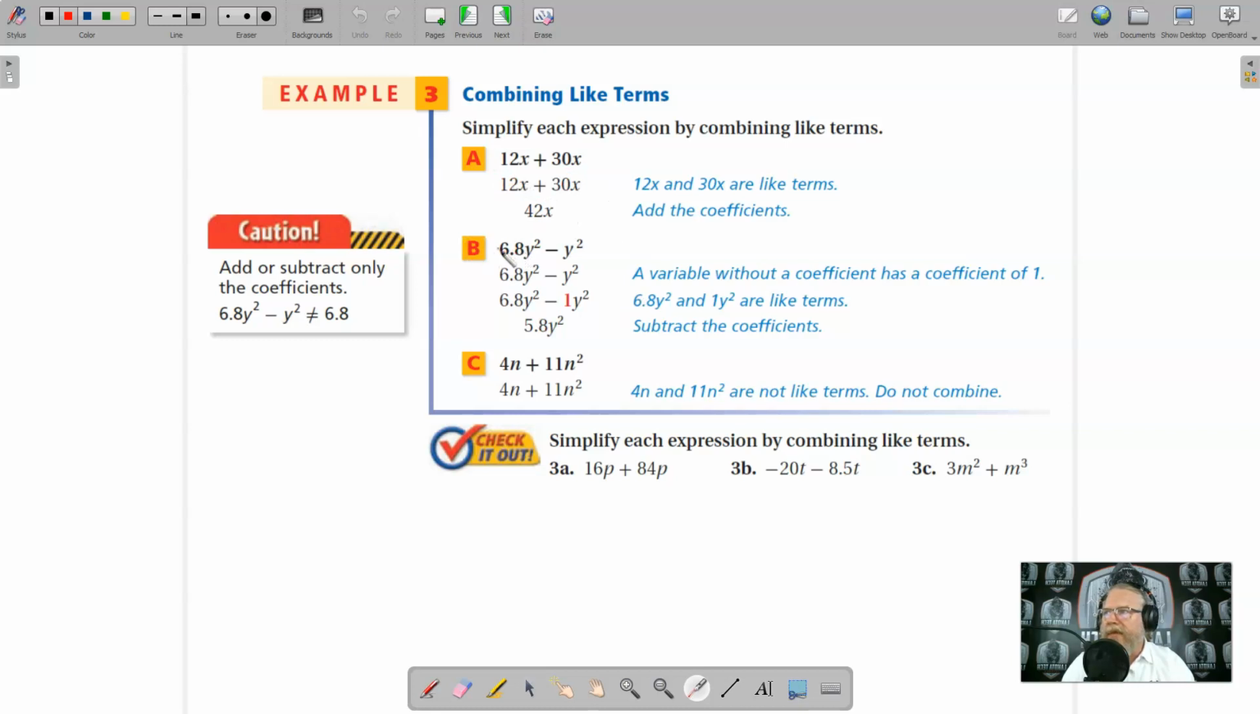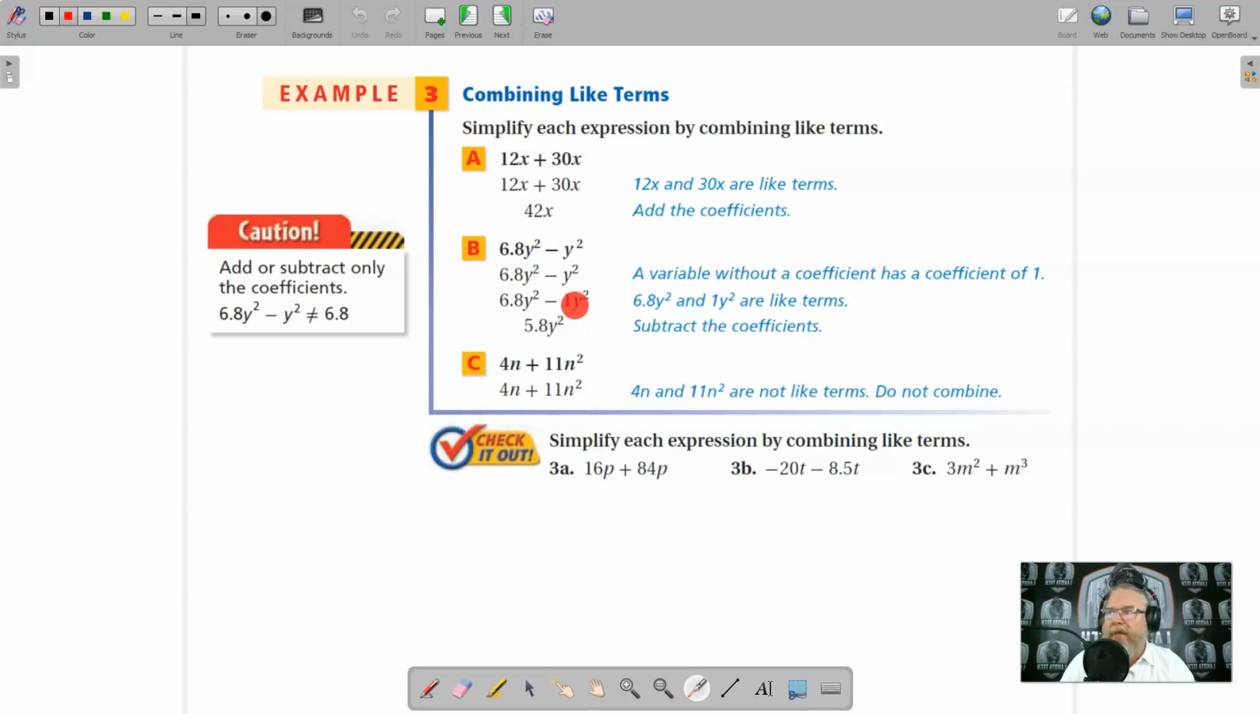On the next one, example B, we have 6.8y squared minus y squared. Well, let's go ahead and remember every variable has a leading coefficient, but if it's 1, you just can't see it. It's the invisible one. So let's go ahead and actually put the 1 there so that we remember it's there. So 6.8 minus 1 is 5.8. 5.8 what? 5.8y squares. They are indeed the same variable, y. They have the same exponent, so that checks out. So the same variable, same exponent, they're like terms.